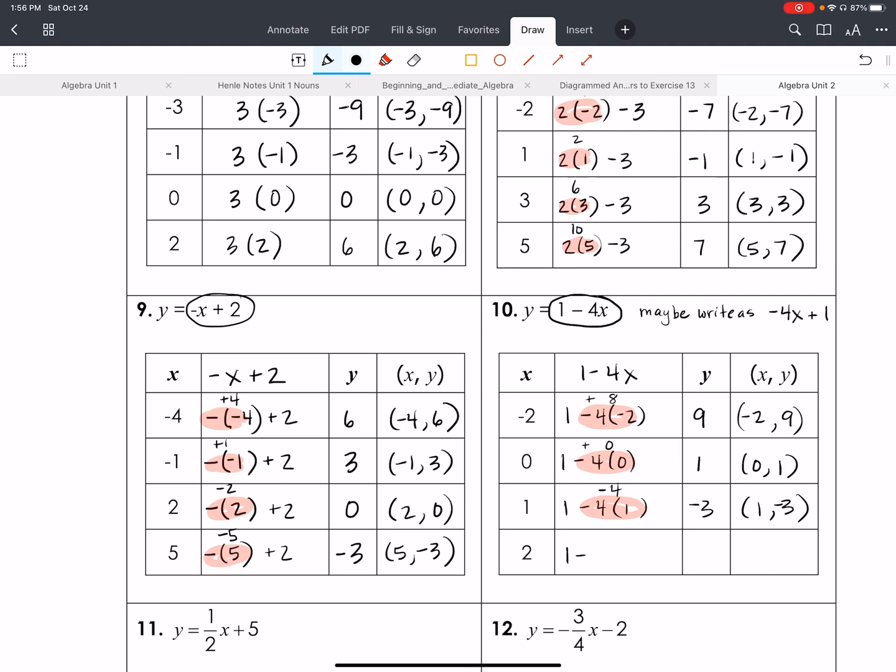And then finally 1 minus whatever 4 times 2 is. Okay, so using the sign out front to help you do this part first. Okay, -4 times 2 is -8, so this is really 1 minus 8, and that will be -7. So input of 2 gives me an output of -7.